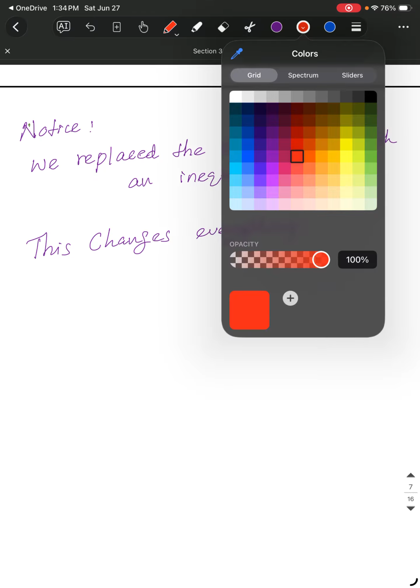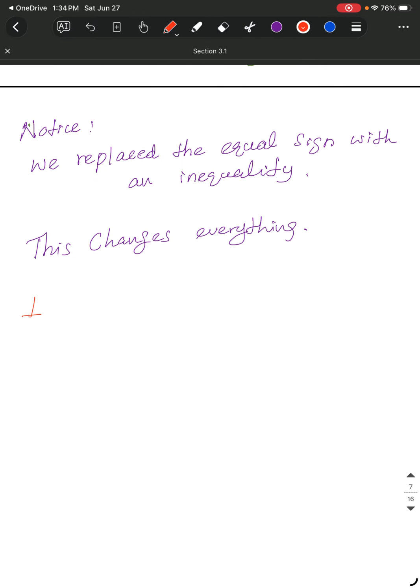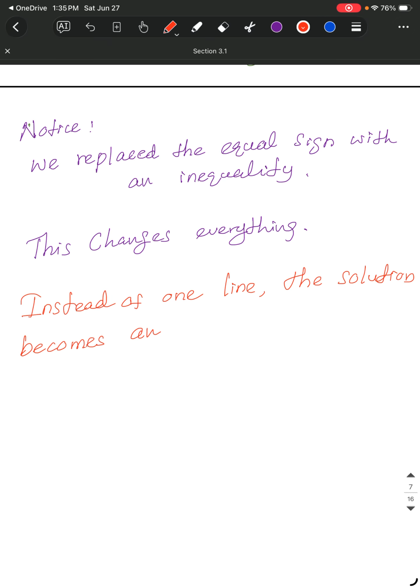Important. Instead of one line, the solution becomes an entire region of the plane.